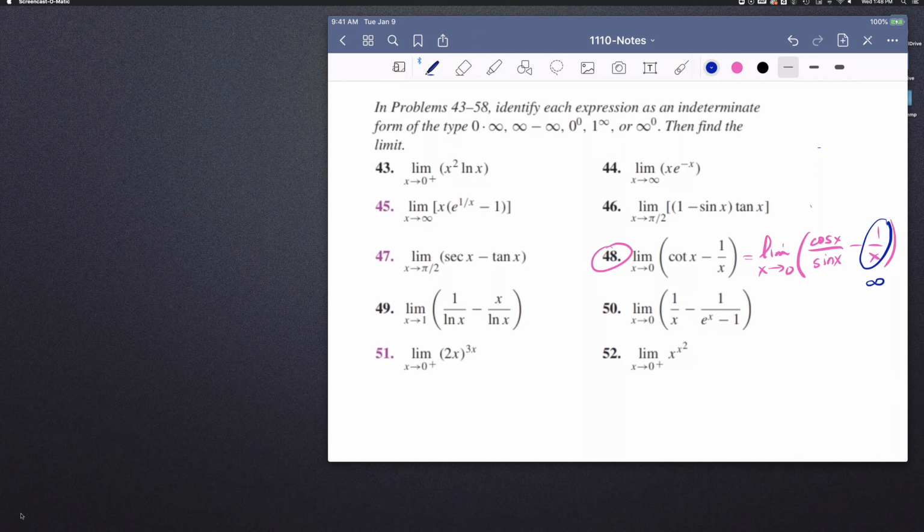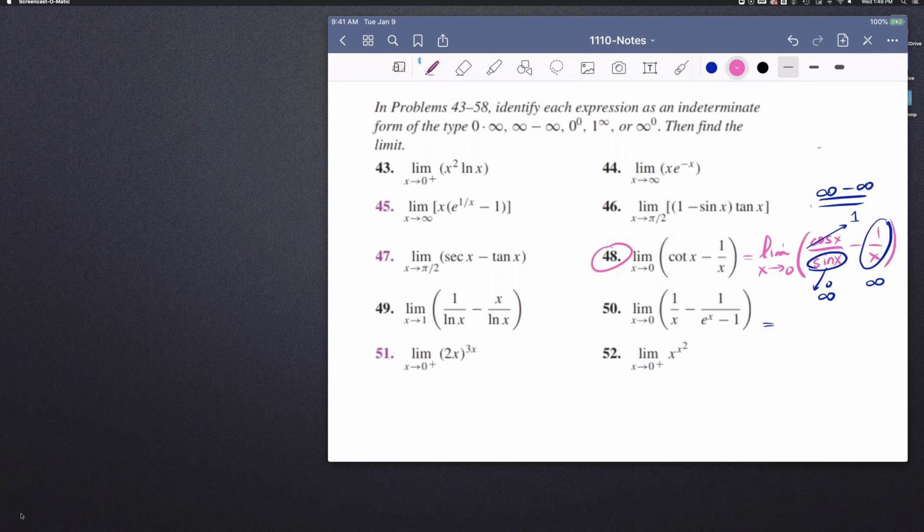Okay. And cosine of x as x gets closer to 0 is getting close to the cosine of 0, which is 1. Sine of 0 we know is 0. So again, we're seeing that we're getting 1 over 0, which is an infinity. So we are seeing that we have a new indeterminate form, infinity minus infinity.